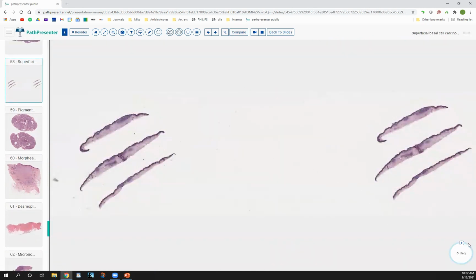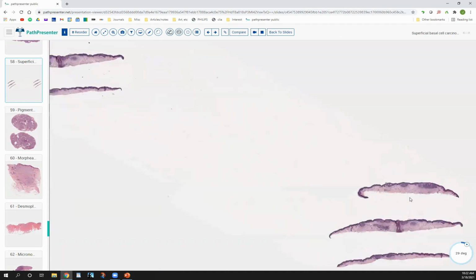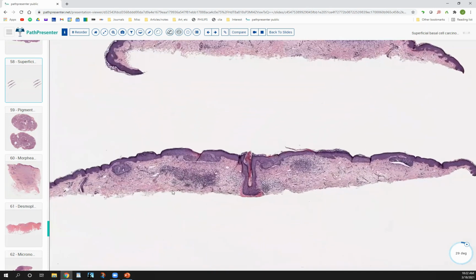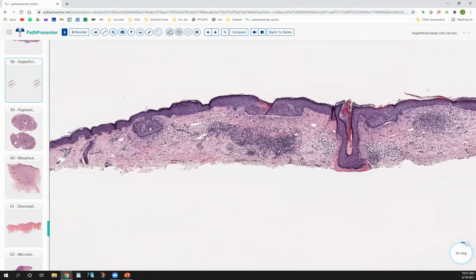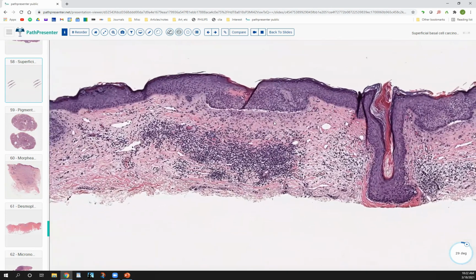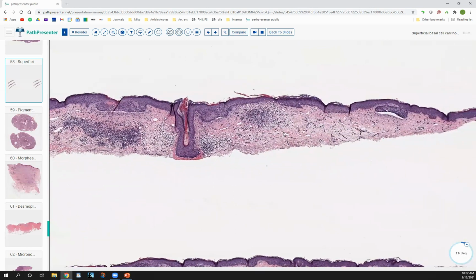Here's its cousin, the superficial variant, which is also very common. And I think of these as growing more like a pancake. So if you're looking at a pancake on edge, you see much more growth laterally than you do up and down. But still the same sort of thing. You still have the same basaloid cells, even a little bit of peripheral clefting artifact right there. And that stroma is so characteristic.